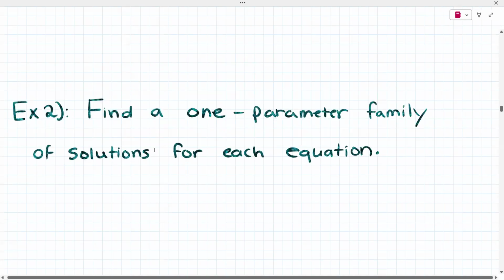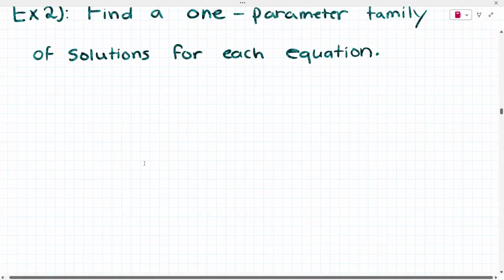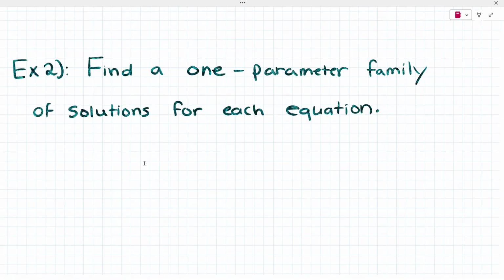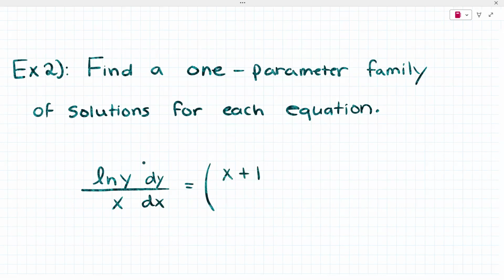So example 2 says, find a one parameter family of solutions for each equation, and there is no problem written because I did not write it. The problem is this: ln of y dy over x dx, and then over here, this is going to be (x plus 1 over y) squared, right? So yeah, let's do this one.